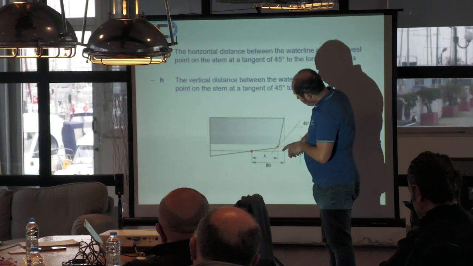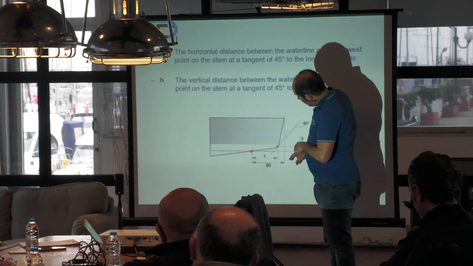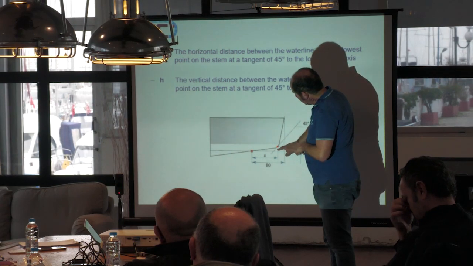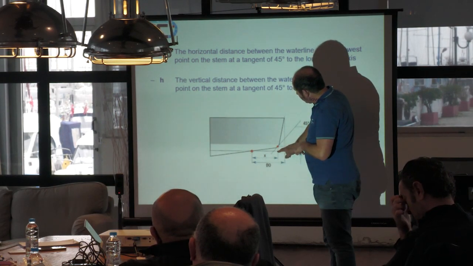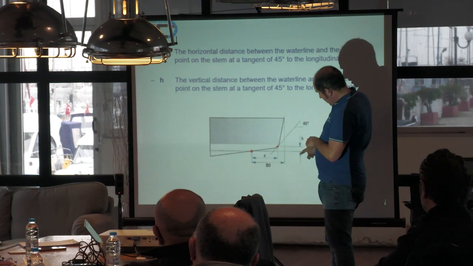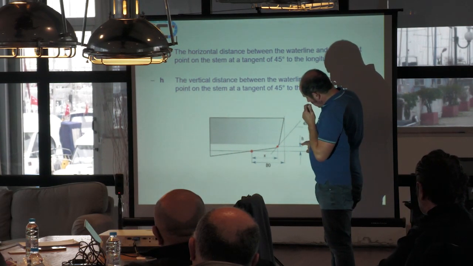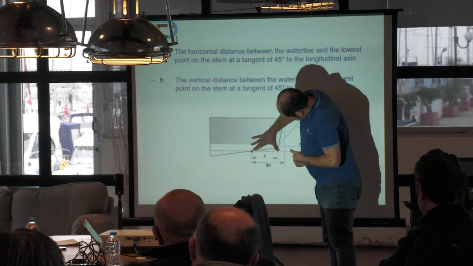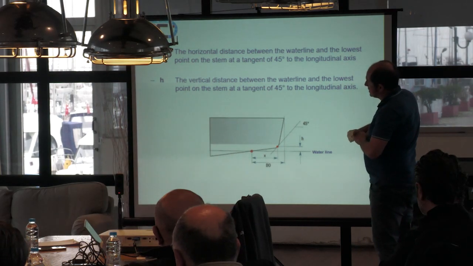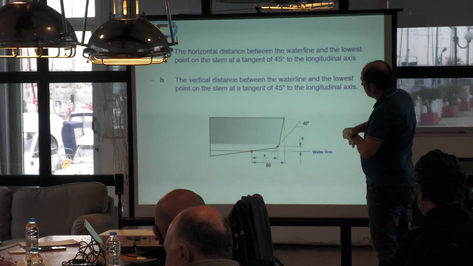And we need to measure the vertical distance of this point, between the waterline and the lowest point, which is H. And we also need this one, the horizontal distance between the waterline and the lowest point of the stem, at the measurement BO.